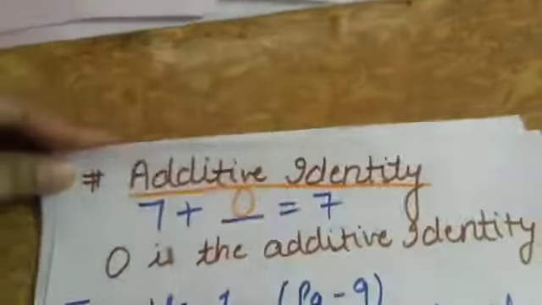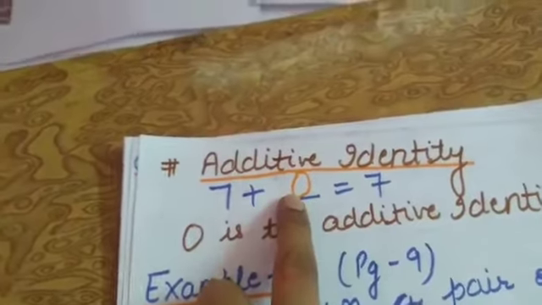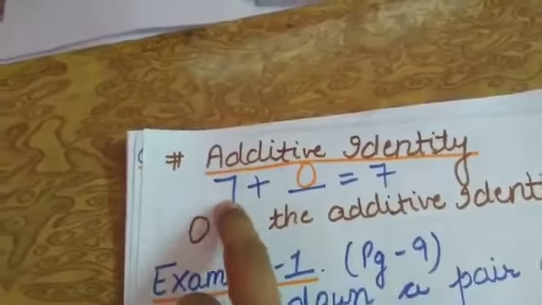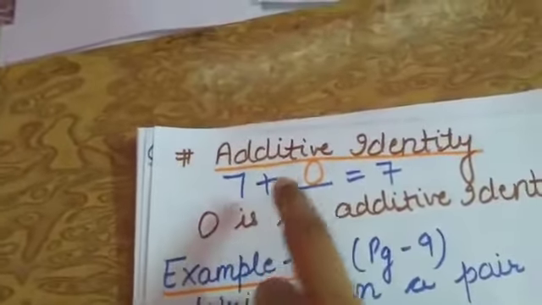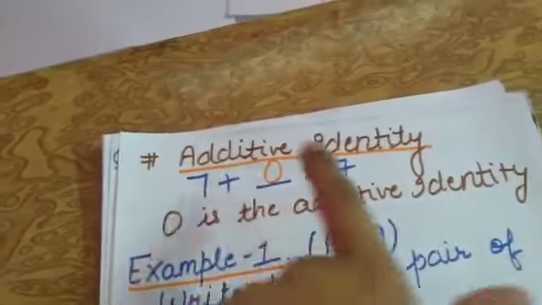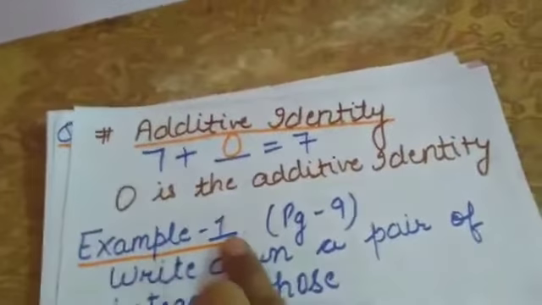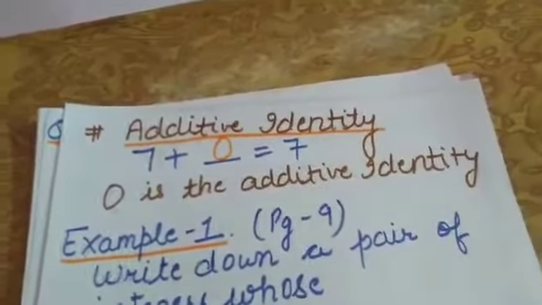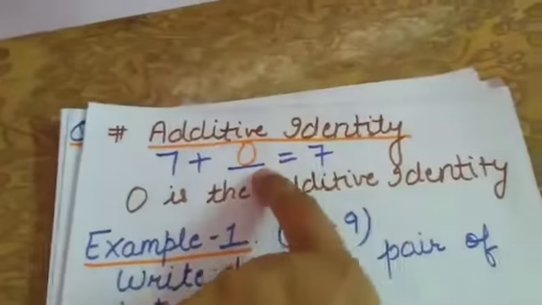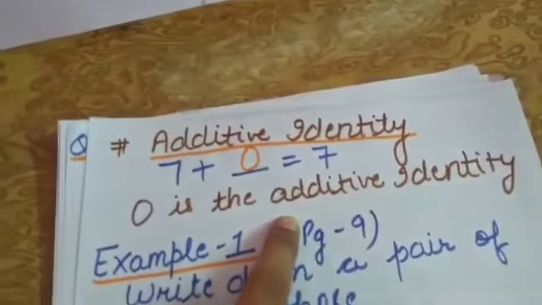Now come to the next property, that is additive identity. Identity means same. By what number should an integer be added so that you get the same integer? That number is obviously 0. If you add 0 to 7, then you will get 7. And one more thing to be noted, that 0 is the additive identity of all integers. If you are adding 0 to any integer, you will get the same integer. Identity means same, identical. So 0 is the additive identity of every integer.